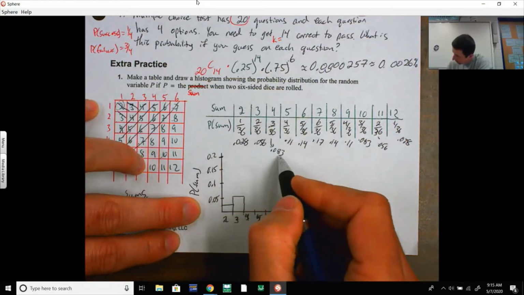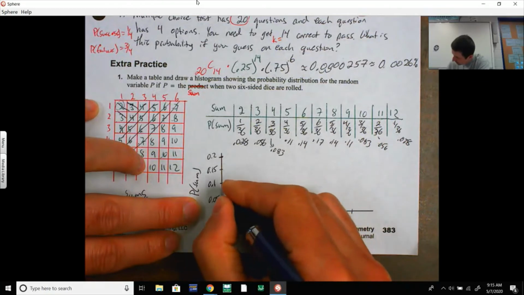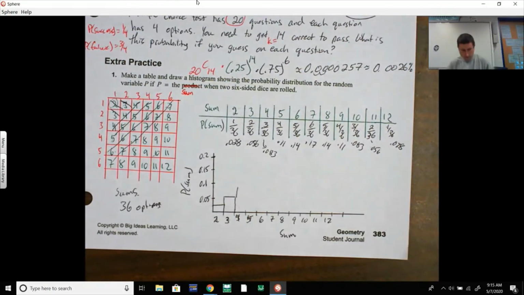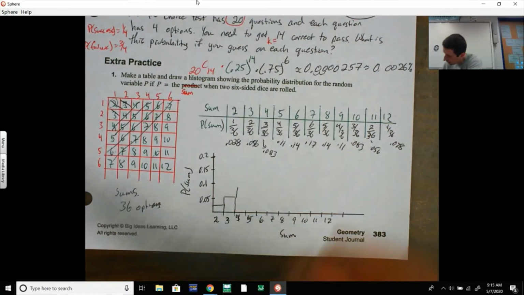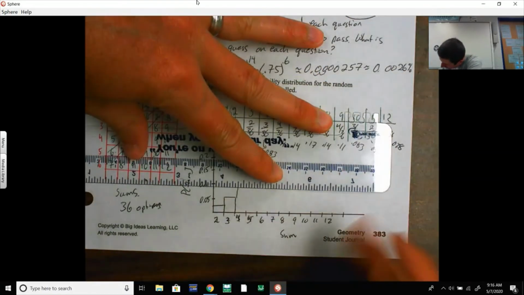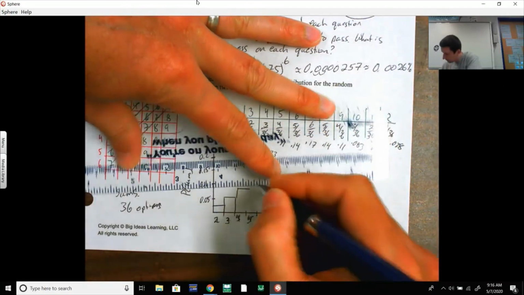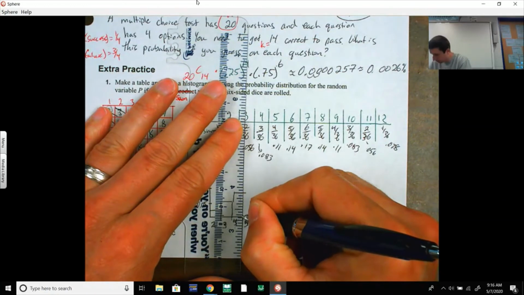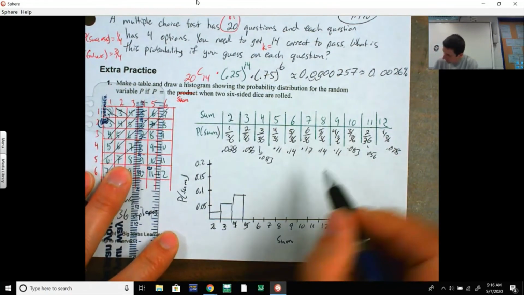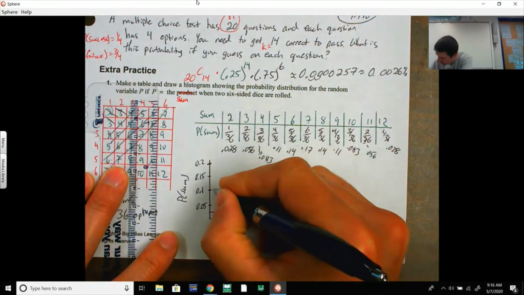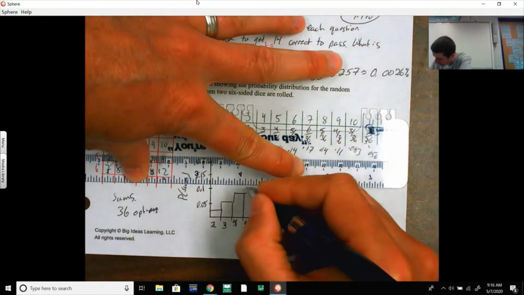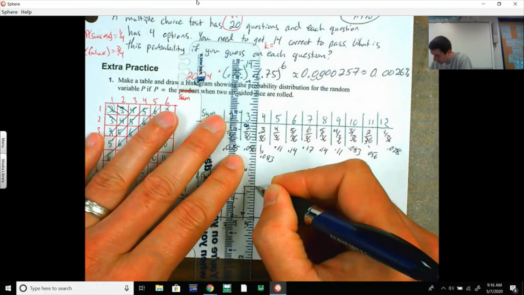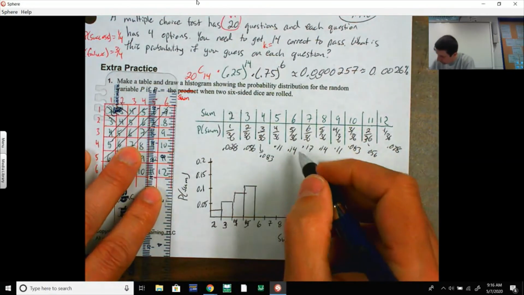4 was 0.083. Let me not get too far off here. Try to keep that parallel. Got some work to do. Okay, so there's 4. 5 was 0.11. There's 5. 6 was 0.14.